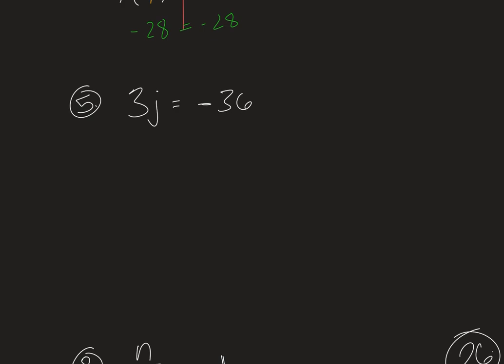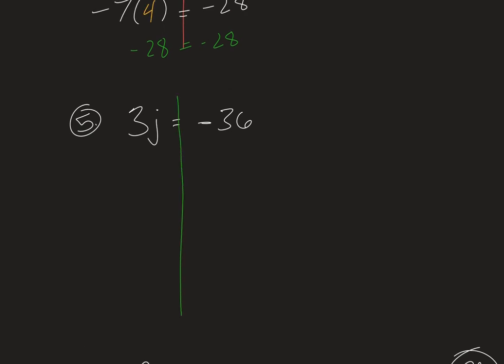Number 5, very, very similar, and that 3 is multiplying j. We cannot simplify that side. So we go on to solving. What's the opposite of 3 times j? That would be dividing by 3, and divide by 3 there. That leaves us with j equals -12.